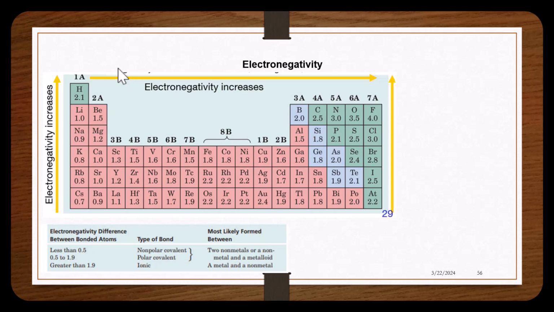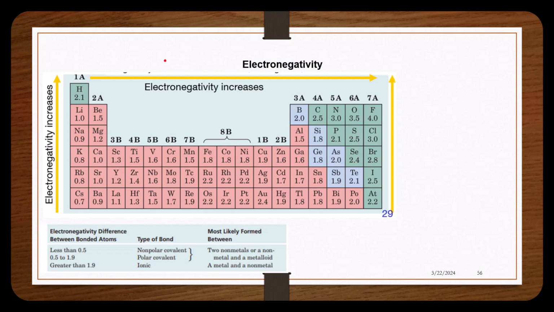A general rule to go by is when the electronegativity difference between bonded atoms is less than 0.5, then it's a nonpolar covalent bond. Between 0.5 to 1.9, it's a polar covalent bond, and anything greater is considered to be ionic.